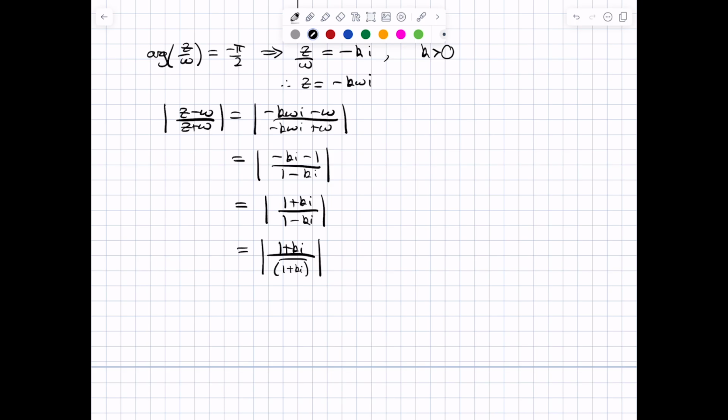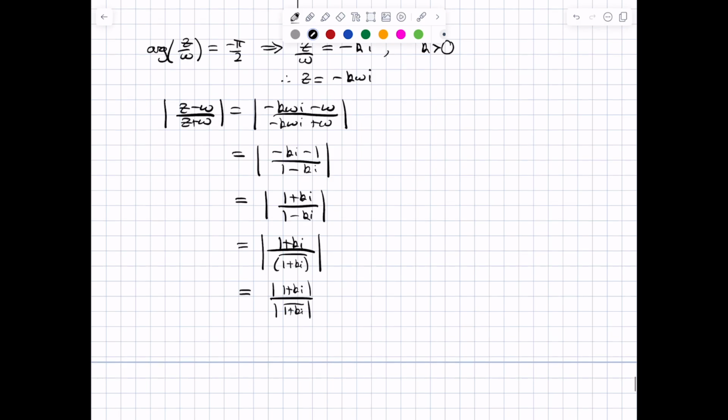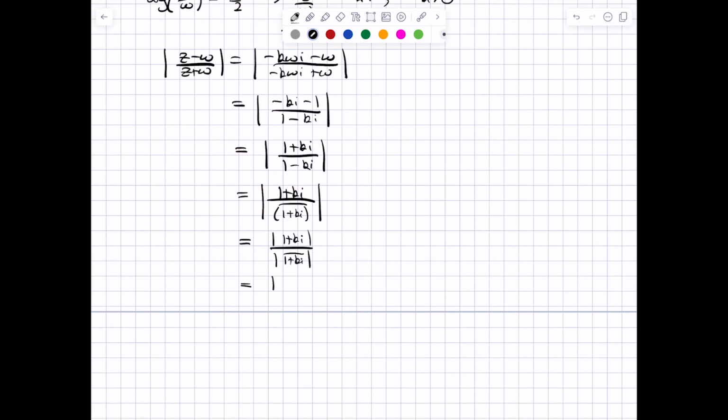Well, the modulus of a quotient is the quotient of the individual moduli. So this is the modulus of 1 plus ki over the modulus of 1 plus ki bar. But a complex number and its conjugate have the same modulus. So I can write this as the modulus of 1 plus ki divided by the modulus of 1 plus ki. And that is something divided by itself, which is equal to 1. And so the value of this expression is simply equal to 1.